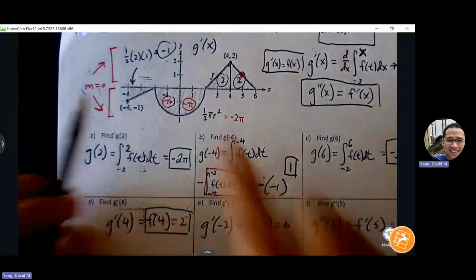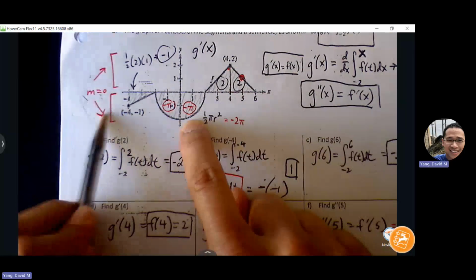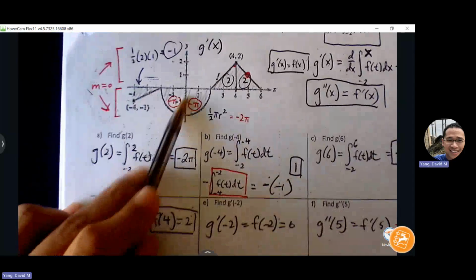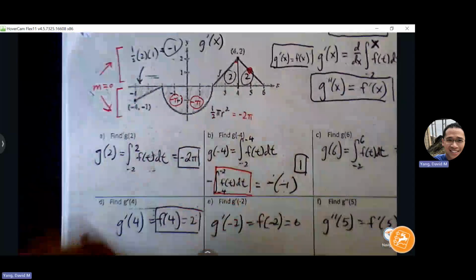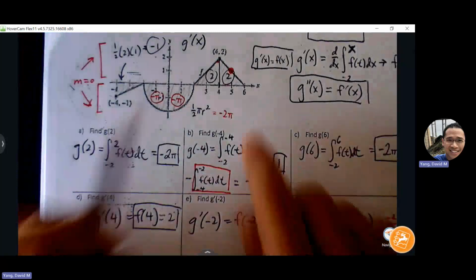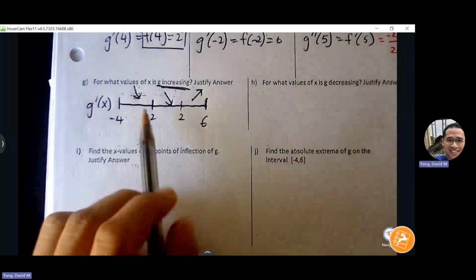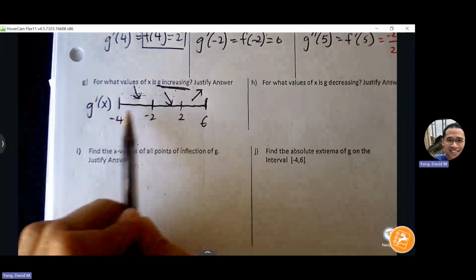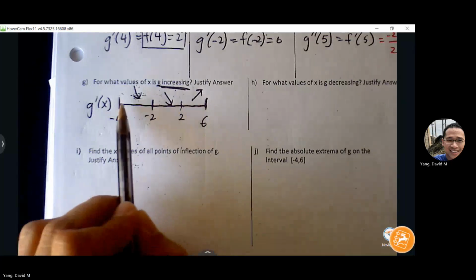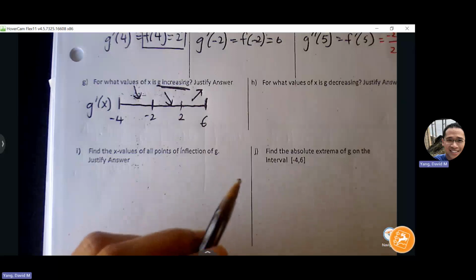So, okay, between -2 and 2, decreasing because the arrows are indicating that, right? These are all different variations of negative slope on the original graph. Between 2 and 6, above, right? So for what values of x is the graph of G increasing? 2 to 6. The arrows are really being able to help us, right?